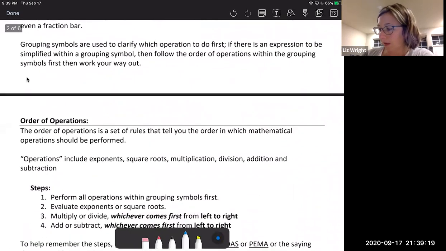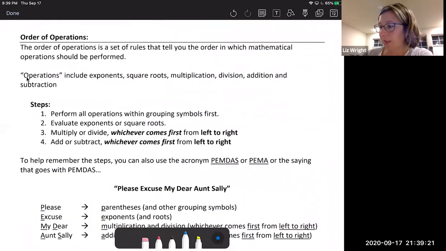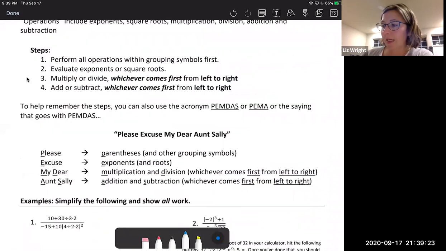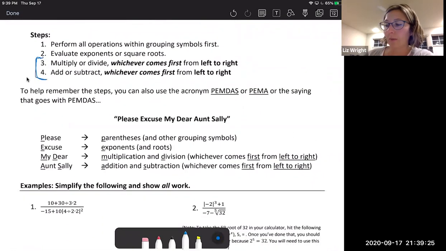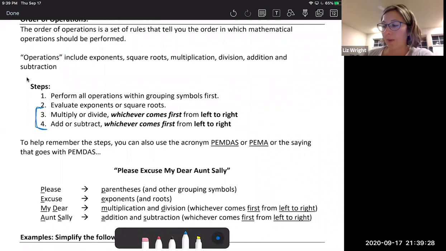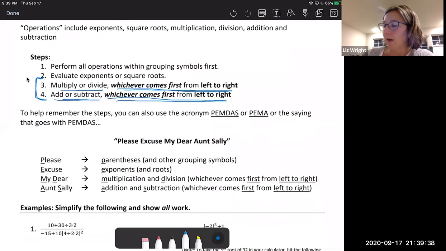So what else did I want to mention? So again, this is just saying what are the orders of operation. And again, reminding you whichever comes first from left to right for multiplication division. And same thing with addition subtraction, whichever comes first from left to right.